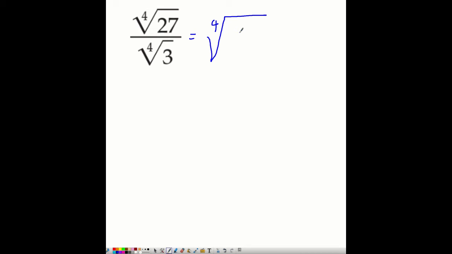The 4th root of 27 divided by the 4th root of 3. Since they have the same index, I can combine them as the 4th root of 9. 9 is 3 squared, so I could write this as 3 squared raised to the 1/4 power. Power of a power, we multiply the exponents. These are the exponent rules, which you should know like the back of your hand. And so that's 3 to the 2/4, or to the 1/2. And that's just the square root of 3.